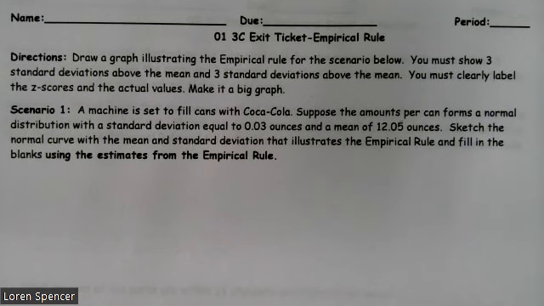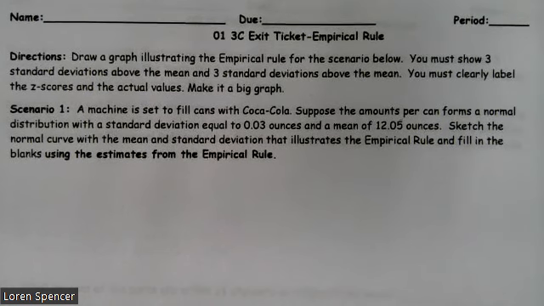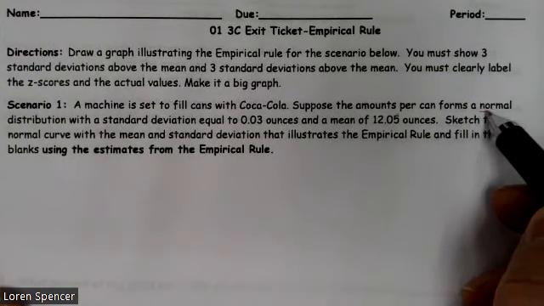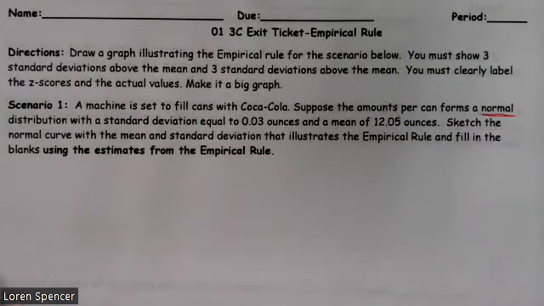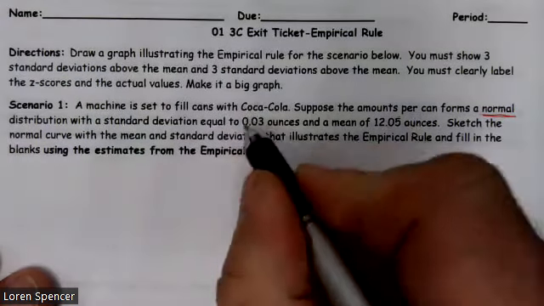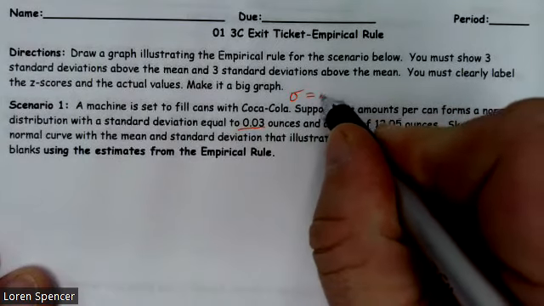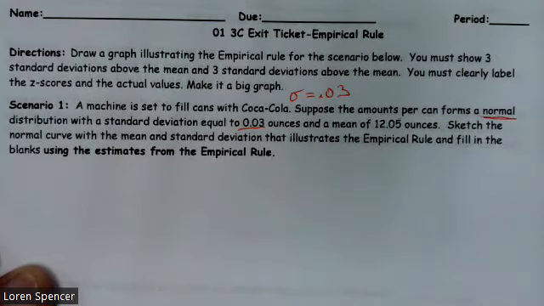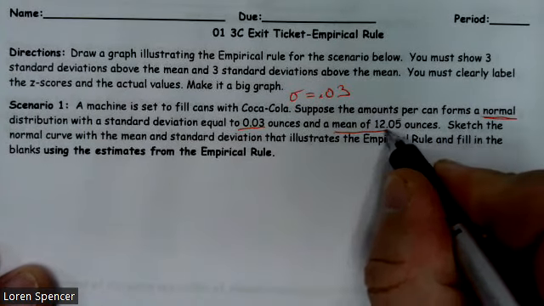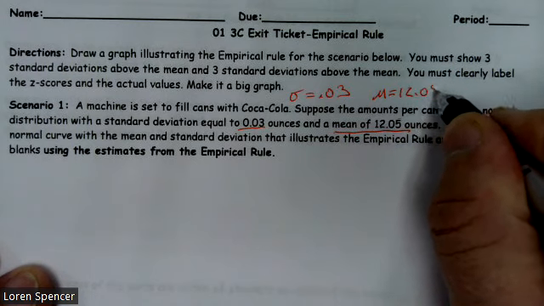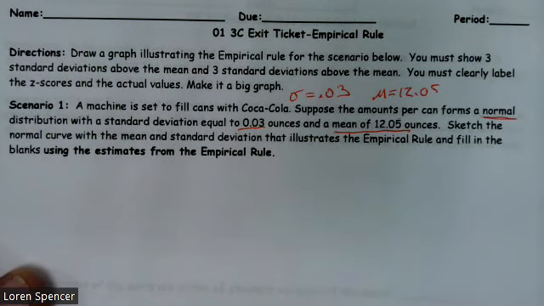So a machine is set to fill cans with Coca-Cola. Suppose the amount per can forms a normal distribution. That's important. It has to be normal in order to use the empirical rule, with a standard deviation of 0.03 and a mean of 12.05. So mu equals 12.05 because it's the population mean.